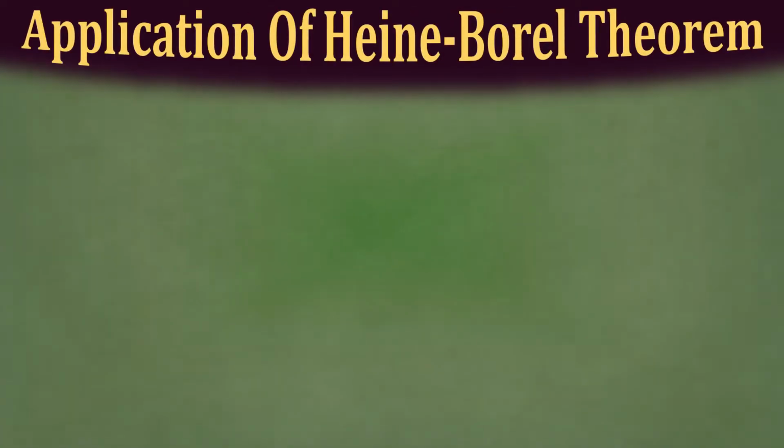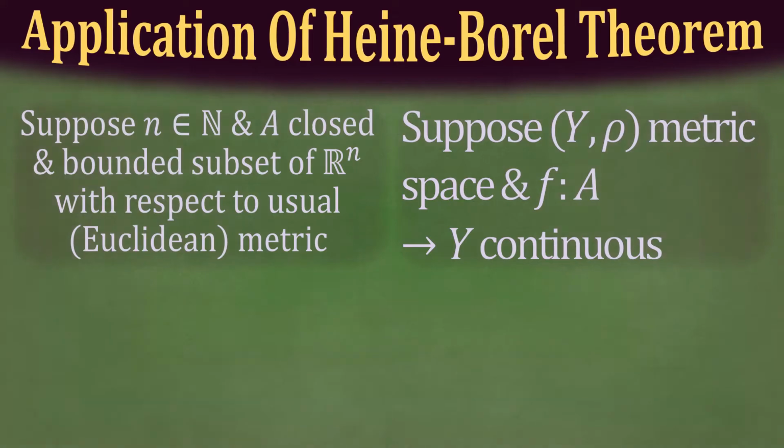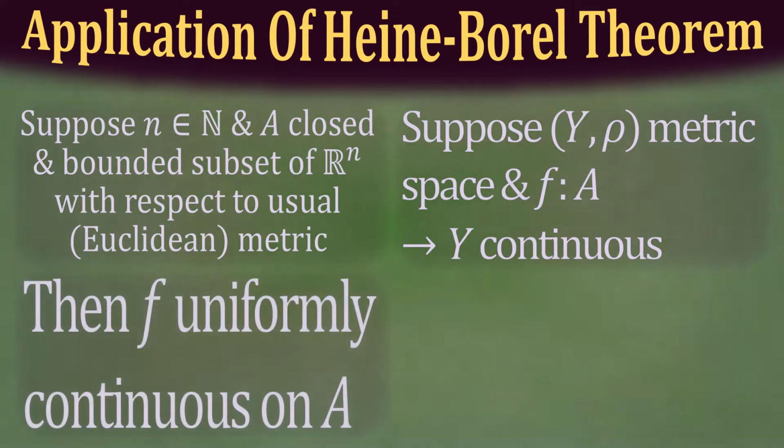Then, let's give an application of the Heine-Borel theorem. Suppose n is a natural number and that A is a closed and bounded subset of R^n with respect to the usual Euclidean metric. Suppose (Y, rho) is a metric space and f from A to Y is continuous. Then f is uniformly continuous on A.